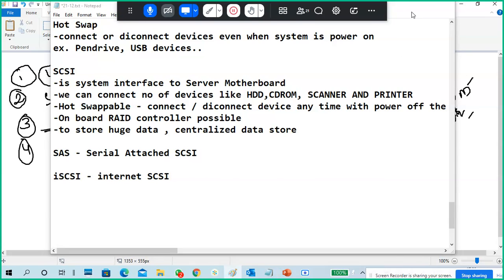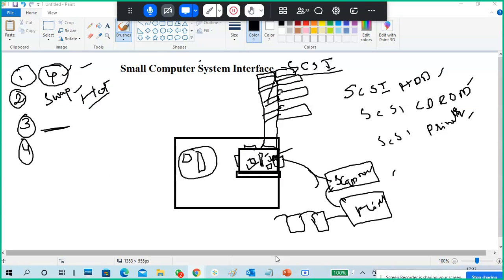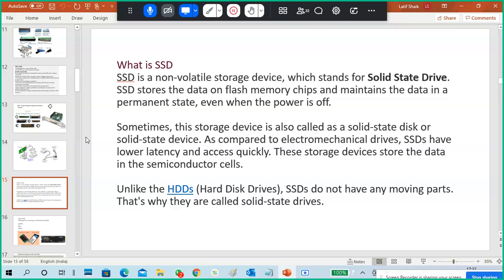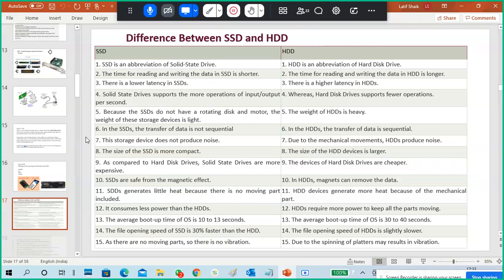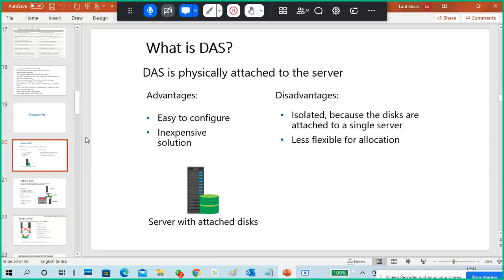So I will give you, need a break or you need something. SSDs, one second, guys, I'll check. Next one is SSDs are there.